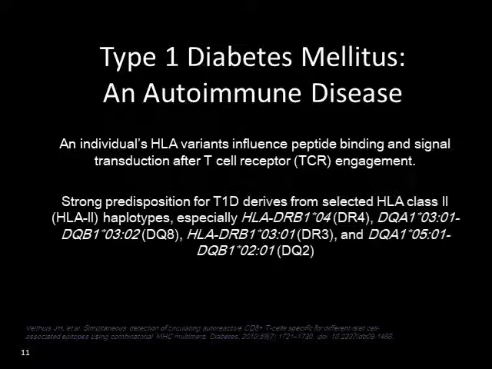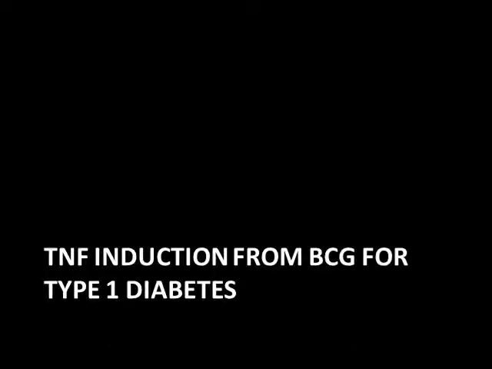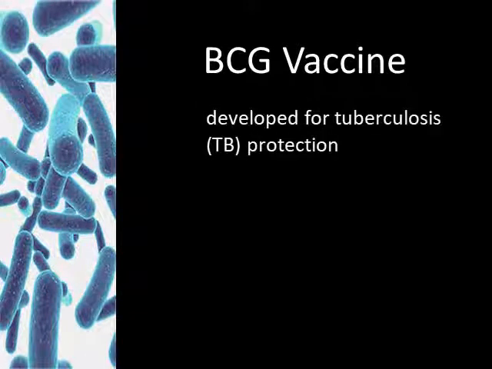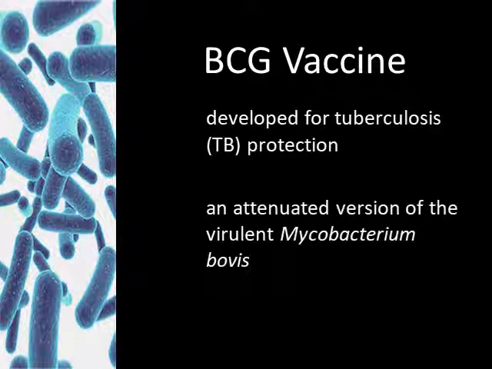HLA, or the human leukocyte antigen system or complex, is a gene complex encoding the major histocompatibility complex proteins in humans. These cell surface proteins are responsible for the regulation of the immune system in humans. Now let's talk about how BCG vaccine may help in this problem. BCG vaccine is developed for tuberculosis protection, and it is an attenuated version of the virulent Mycobacterium bovis.